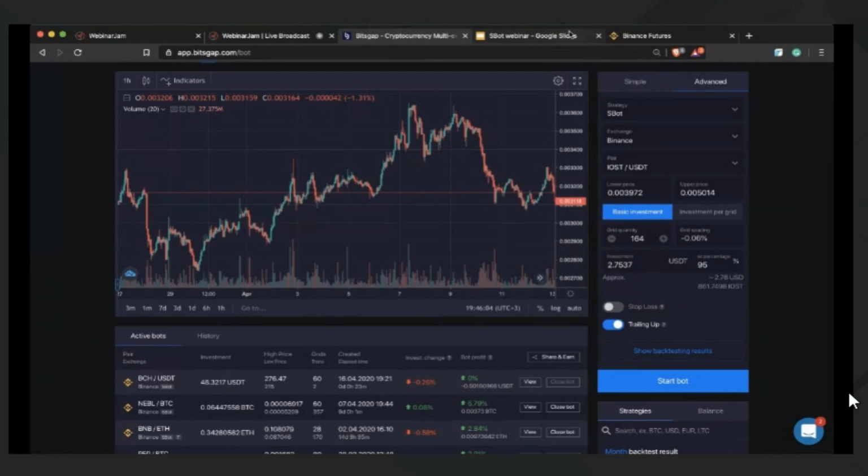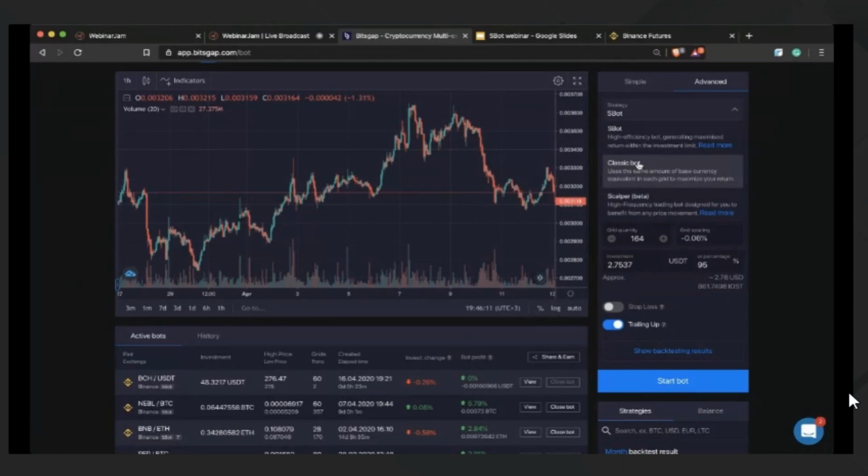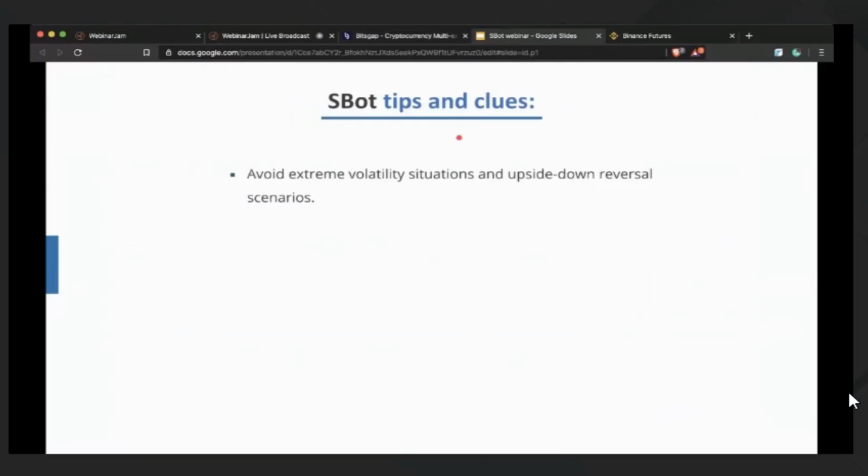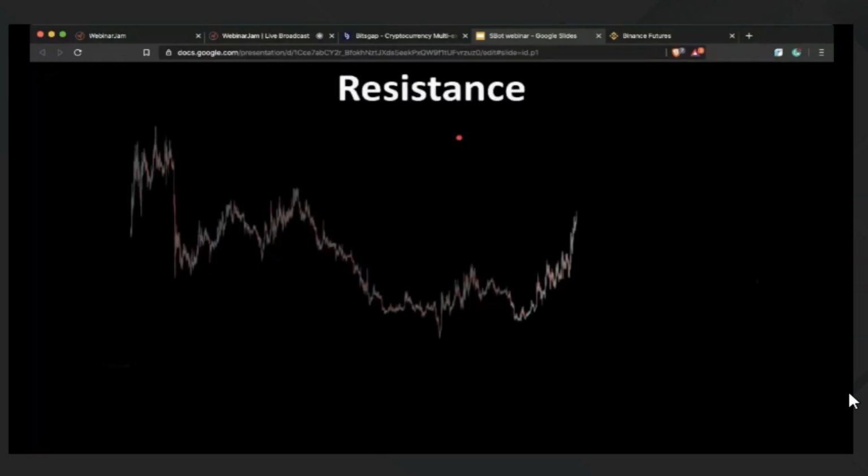So the key difference between the Sbot and the classic bot is that they have a slightly different orders execution approach. And I will show you right now the example. But first of all, I will tell you about the tips and clues regarding the Sbot. So first, avoid extreme volatility situations and upside down reversal scenarios. So let's say you see this kind of scenario on the market. The price is rapidly going upwards and it approaches the resistance level.